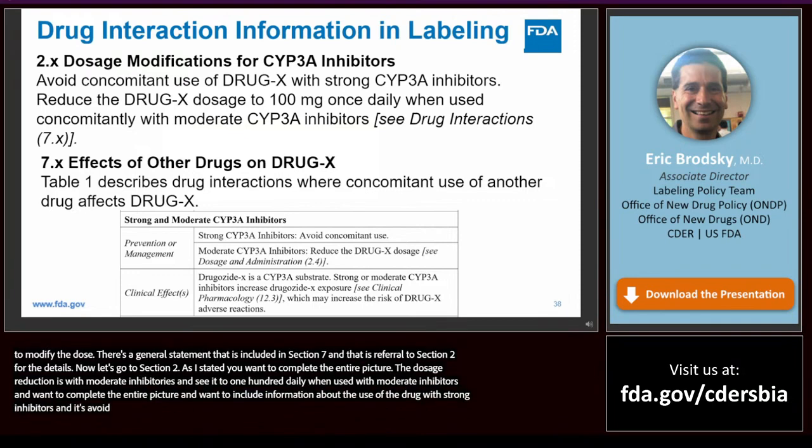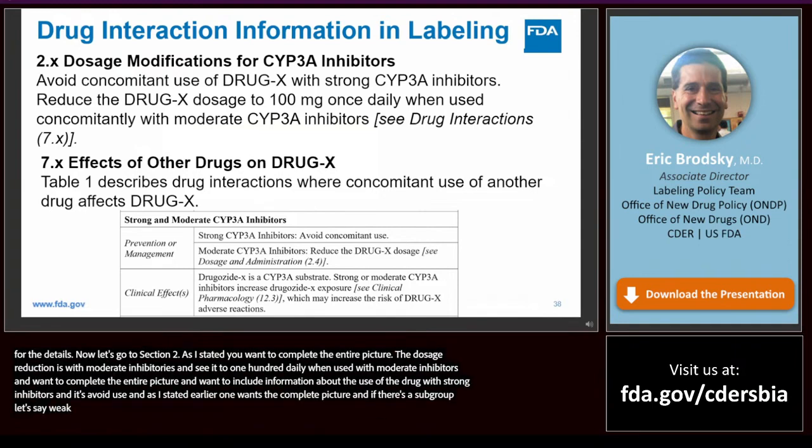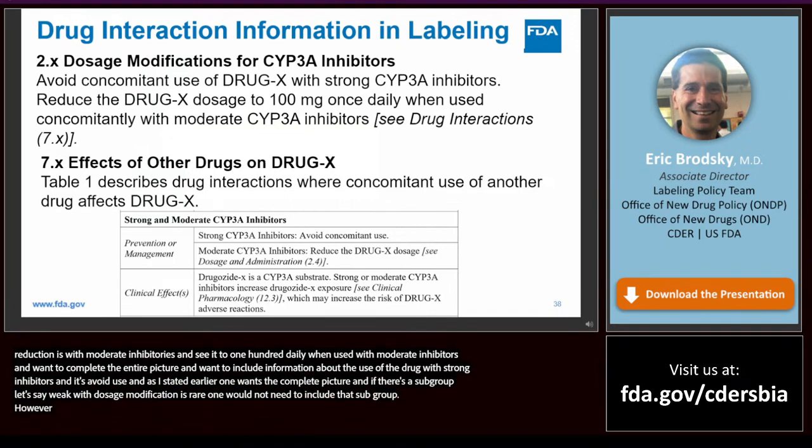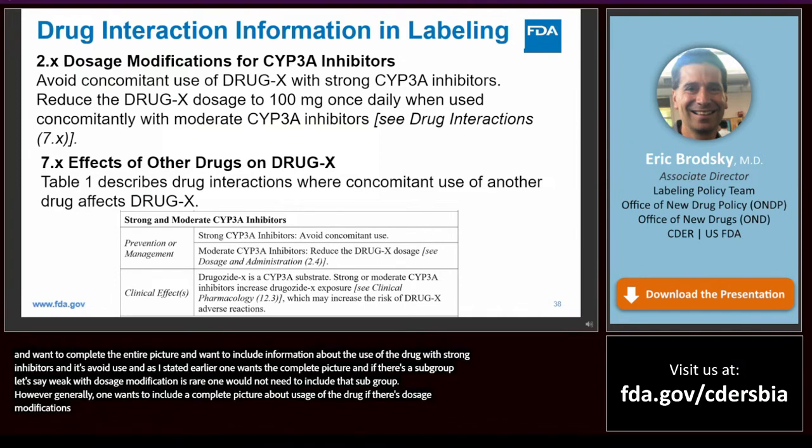And as I stated earlier, one wants the complete picture, and the one exception is if there's a subgroup, let's say weak CYP3A inhibitors, in which dosage modification is rare, one would not need to include that subgroup. However, generally, one wants to include a complete picture about usage of the drug if there are dosage modifications in one of the subgroups.